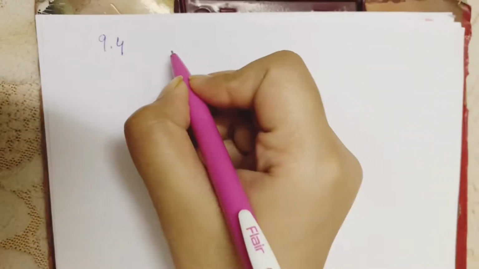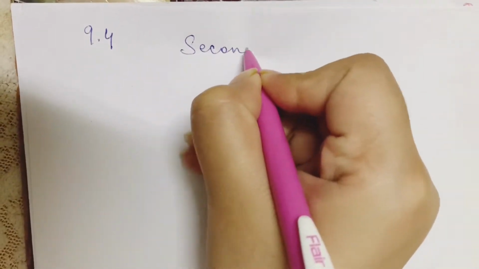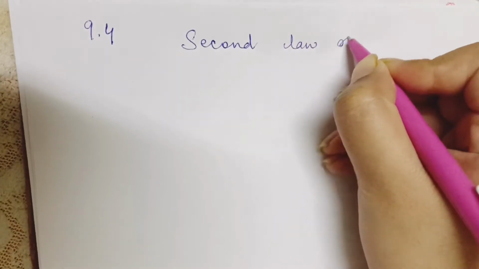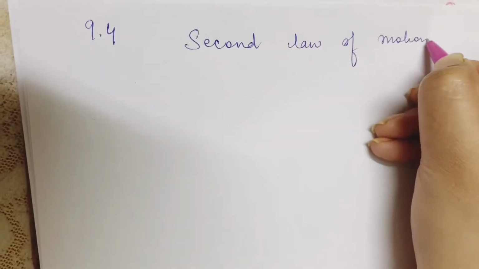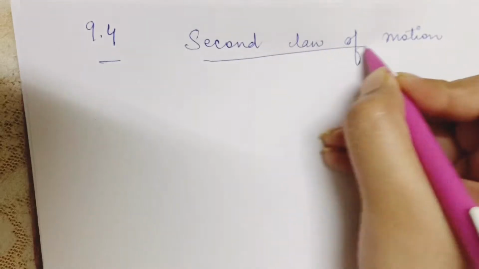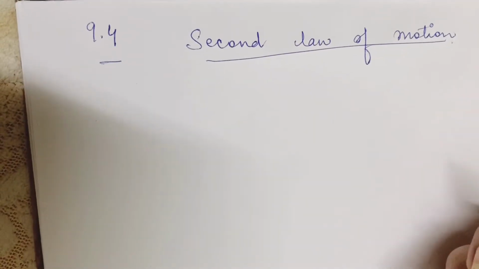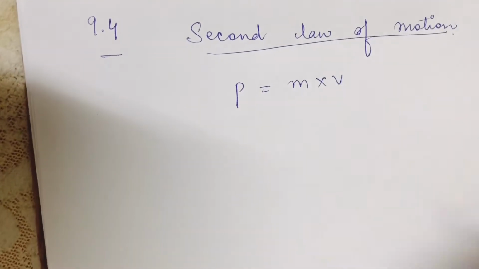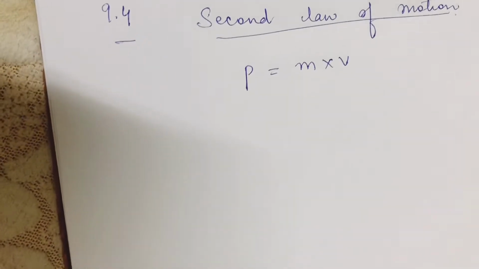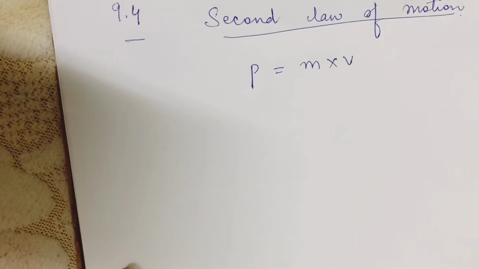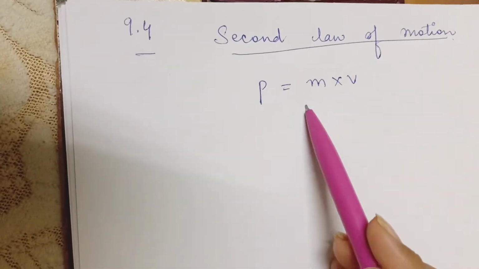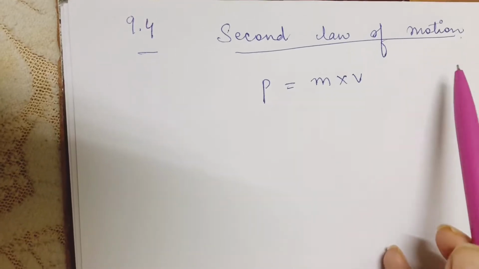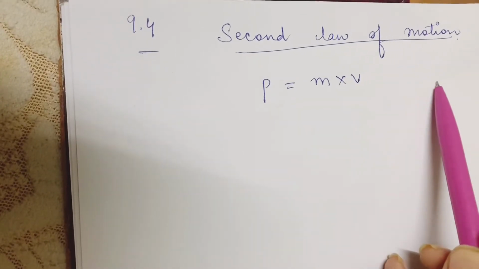Good morning, students. Now we are going to discuss our article number 9.4, second law of motion. As in the earlier video, we have discussed the topic of momentum, that momentum is equal to the product of mass and velocity. Now we are going to derive Newton's second law of motion. In Newton's second law of motion, we are going to formulate the formula of force.